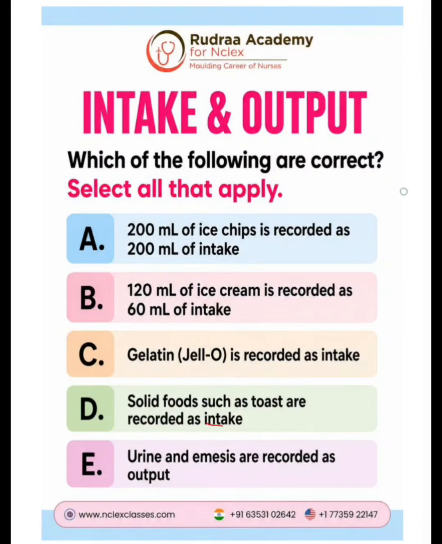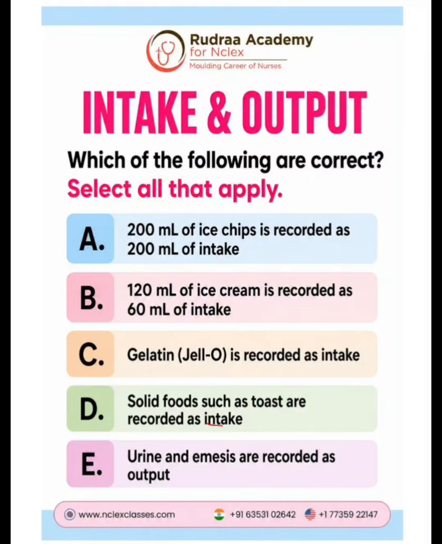Which of the following are correct? Select all that apply. Option A, 200 ml of ice chips is recorded as 200 ml of intake. Option B, 120 ml of ice cream is recorded as 60 ml of intake. Option C, gelatin is recorded as intake. Option D, solid foods such as toast are recorded as intake. Option E, urine and emesis are recorded as output.